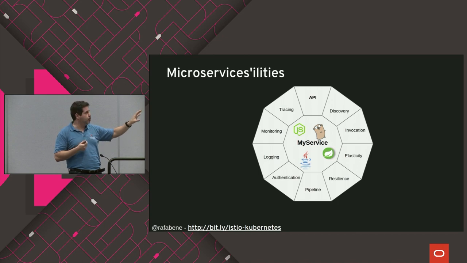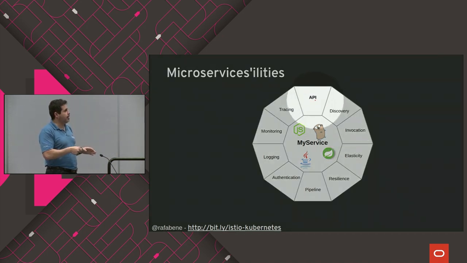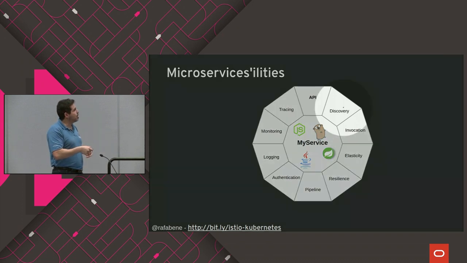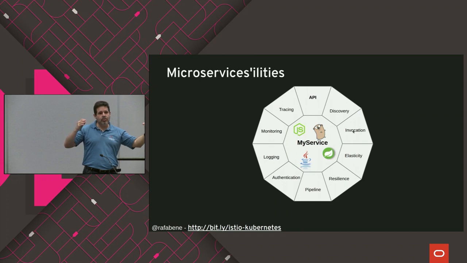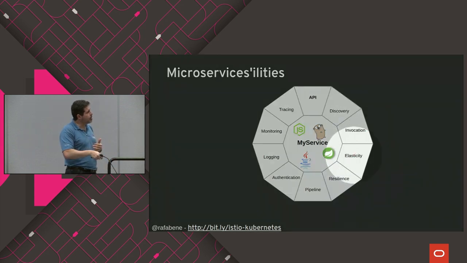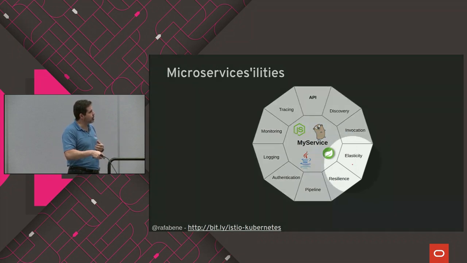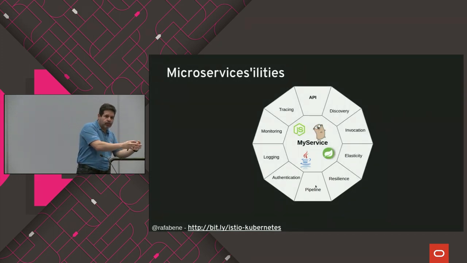your microservice needs to provide certain capabilities. For example, first, we need an API. That's easy, right? We need to provide an API to be consumed. The next one is a discovery mechanism. We need a way to locate that microservice. Once we locate that microservice, we need an invocation mechanism. Is it synchronous, asynchronous? Is it a REST endpoint? Is it GraphQL? Is it messaging? Then we need elasticity. We need a way to shrink and grow the number of replicas executing in production. We need resilience if something goes wrong. We need a pipeline. We need to get the source code from our source repository and place it in production.